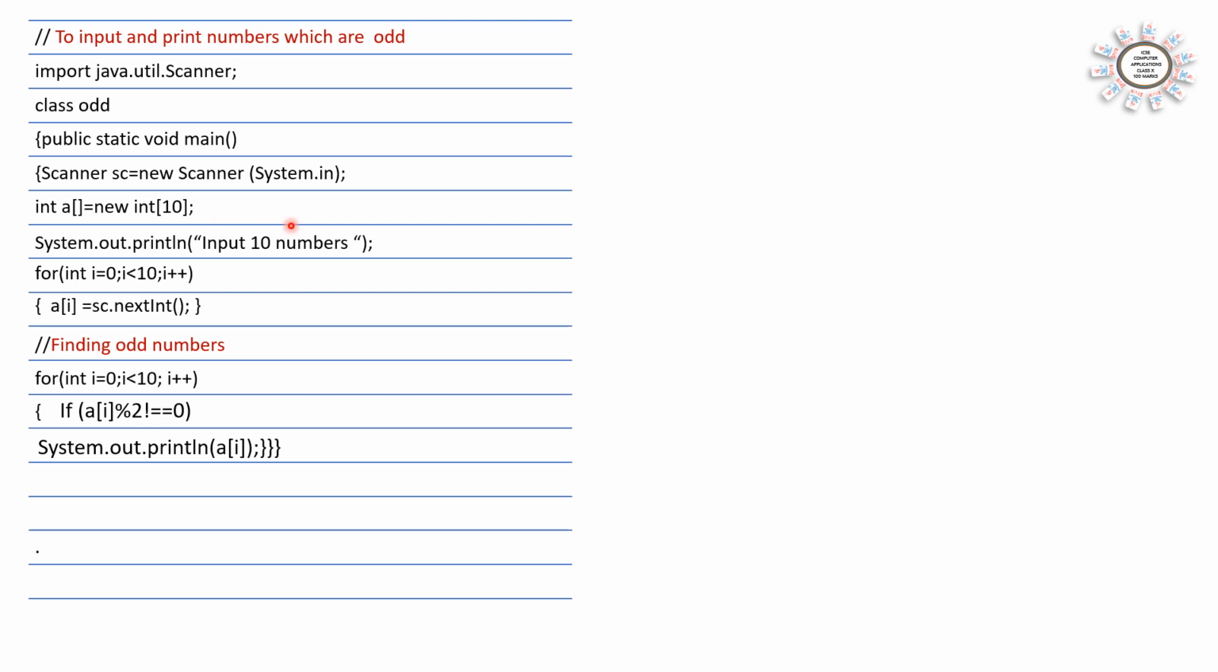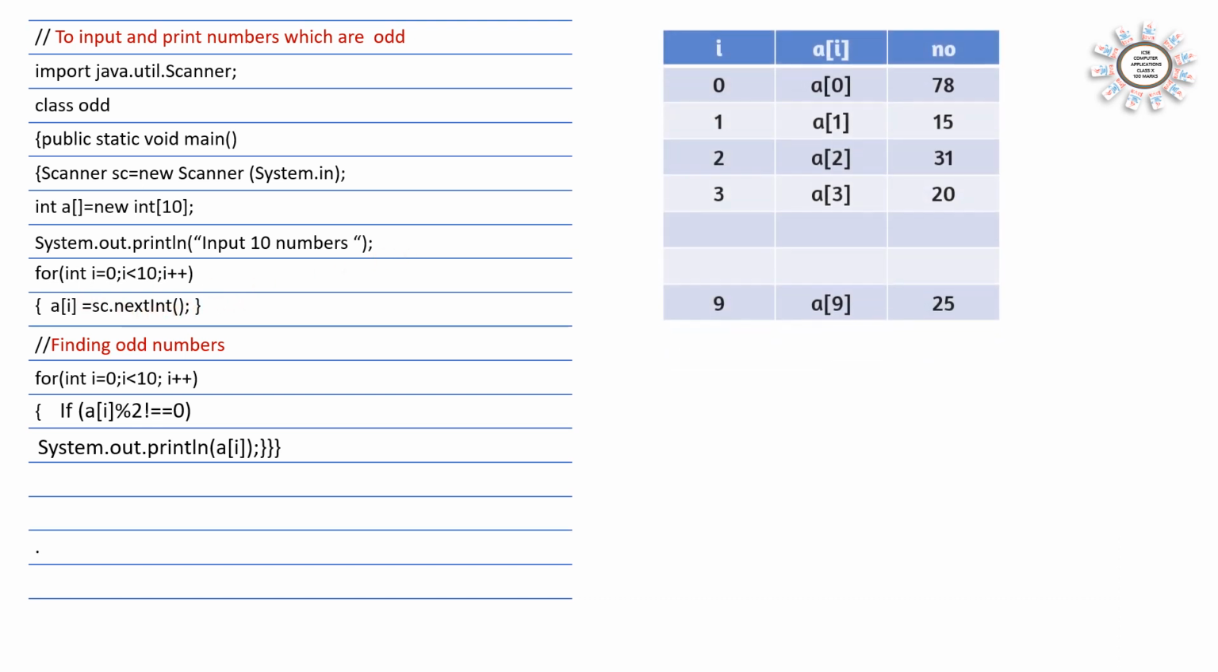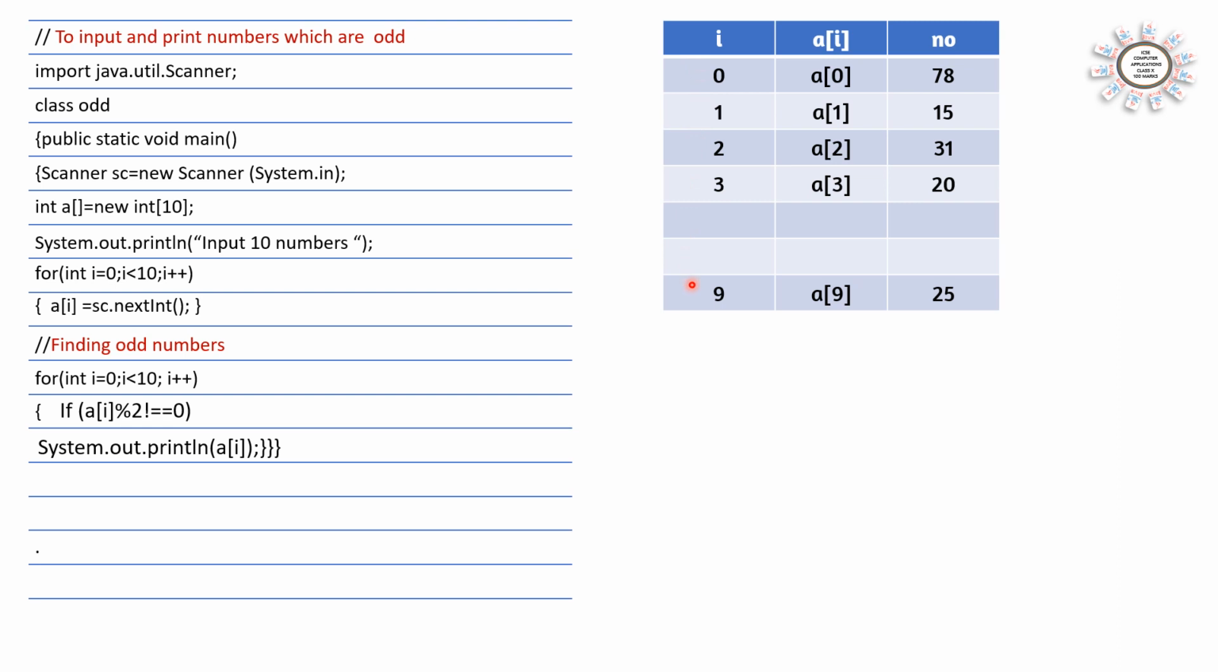And now print the message input 10 numbers and accept the numbers one by one. I is equal to 0, I less than 10. Here we can see I will go from 0 to 9.